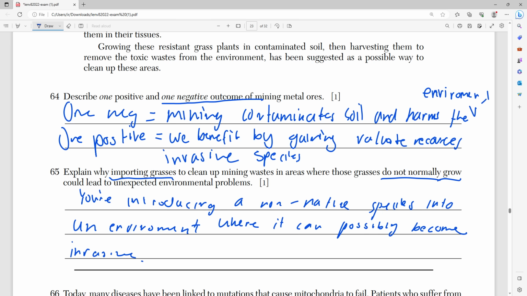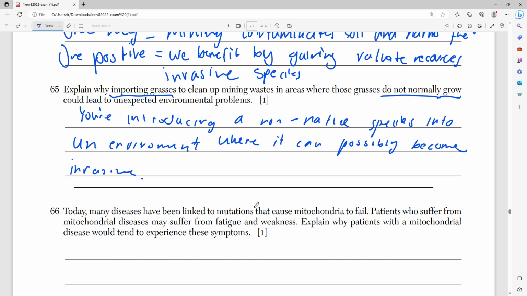Animals in the new area could be harmed by this new grass, right? Like fishes or any animal that eats grass could eat it, and because it's not their normal diet, they can get sick and die, right? So pretty much all of these are different ways to go about this problem, but I think that the introduction of a non-native species really mainly opens up the possibility of it becoming invasive and an introduction of an invasive species into an environment, right?